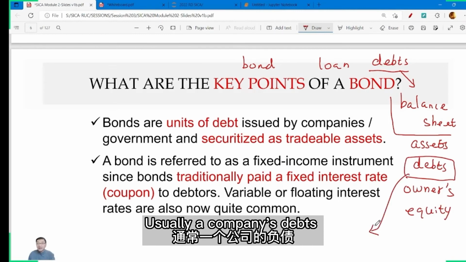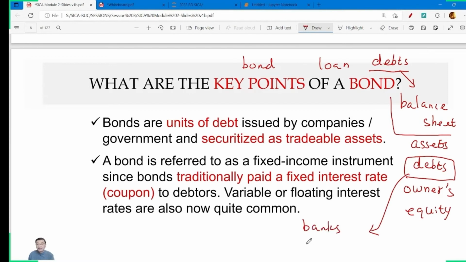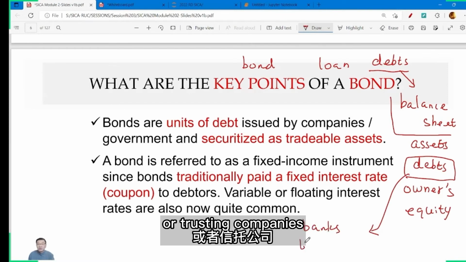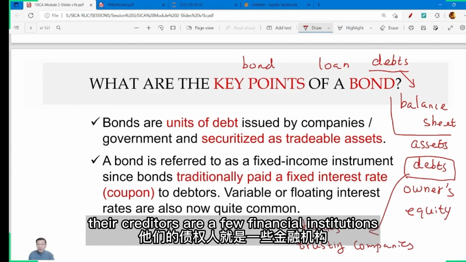Usually, a company's debts, traditionally, are borrowed from banks or trust companies. In this way, their creditors are a few financial institutions.